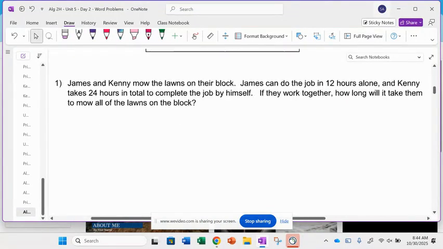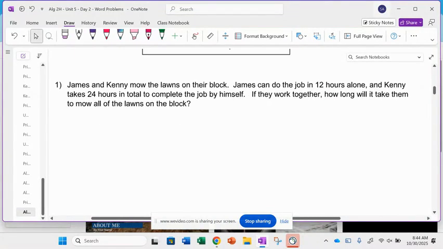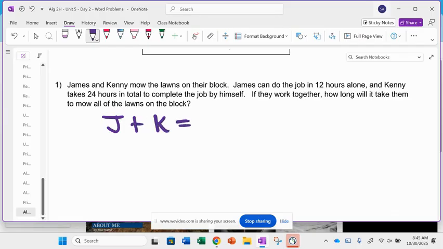So let's just jump right into a word problem. It says James and Kenny mow the lawns on their block. James can do the job in 12 hours alone, and Kenny takes 24 hours in total to complete the job by himself. If they work together, how long will it take them to mow all of the lawns on the block? Do we agree that James plus Kenny will equal the total job?